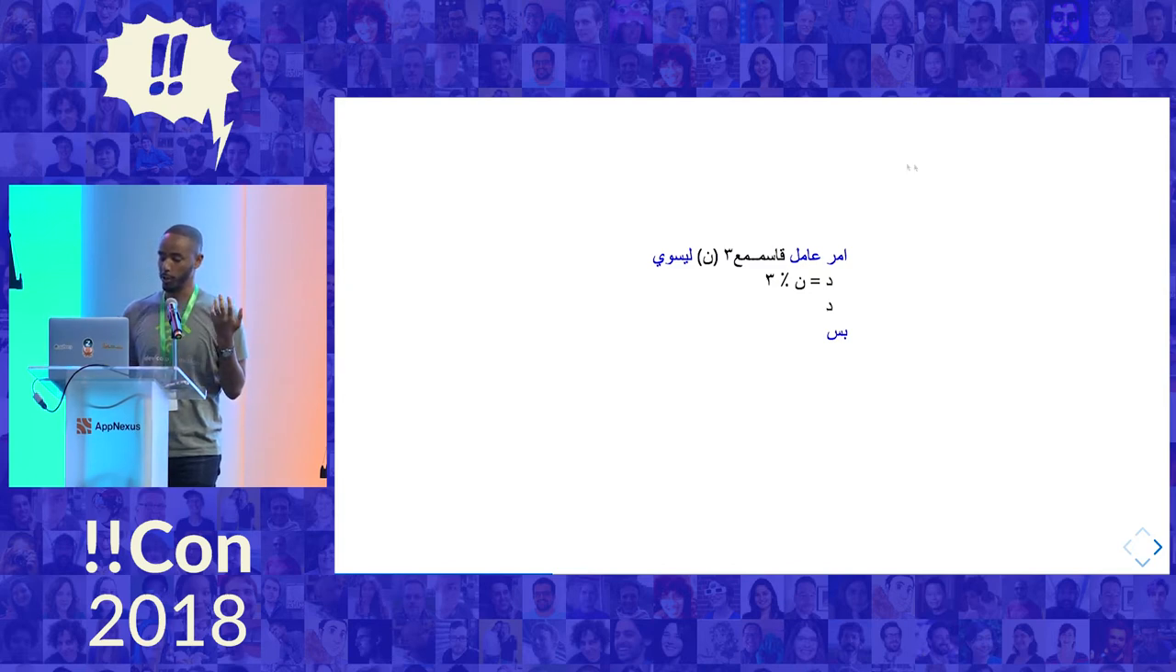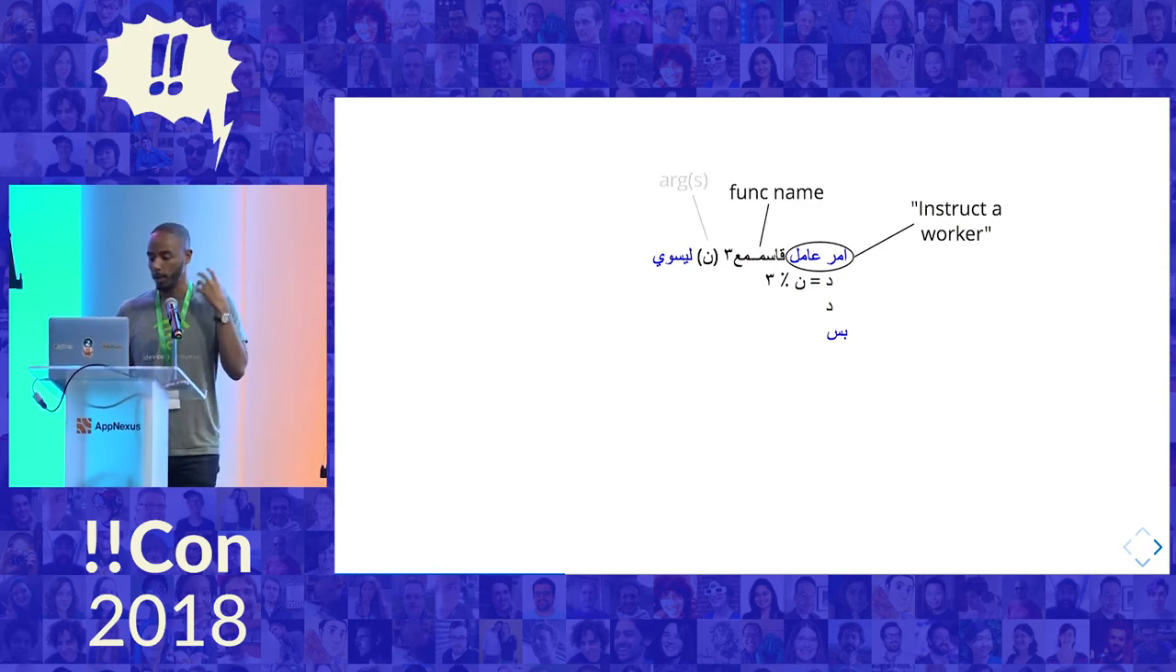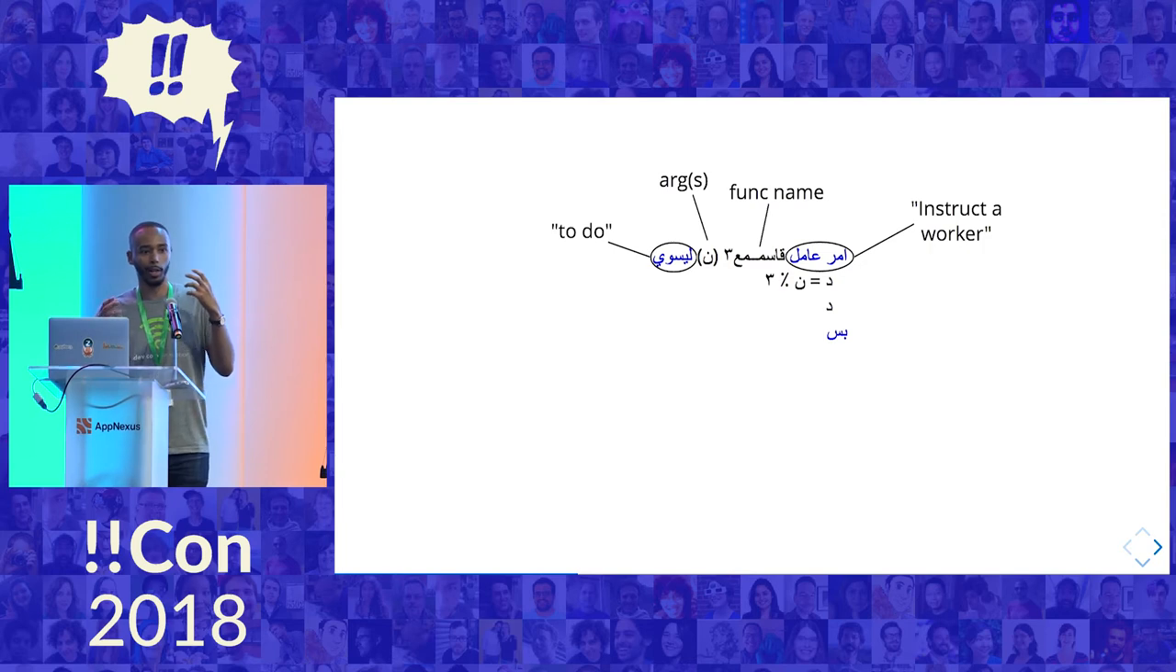And so the function starts off with "instruct a worker", and I try to make it like this childlike, silly language, because I want it to be more natural feeling. And then you give the function name, then you give the function arguments that it will take. And then you say "to do", because if I was a little kid, I kind of want to understand it as, tell something to do these things for me.